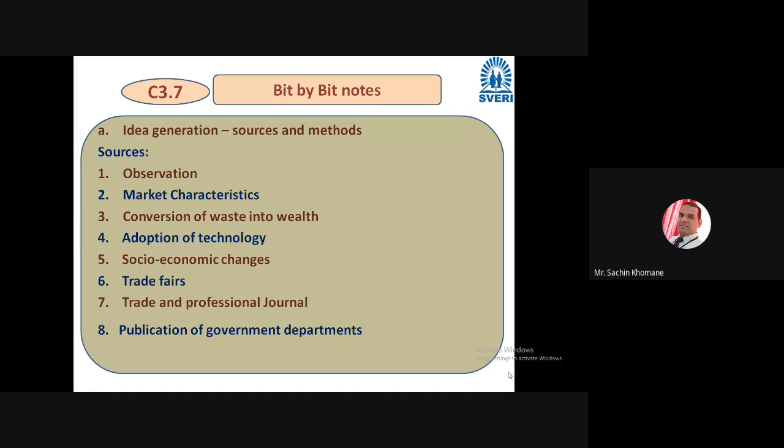So wherever there are socio-economic changes, you have to understand this is my option. This is one source for me, and there you can think to produce some products or sell that product. So try to understand what socio-economic change means: economic change in society, that is your source.